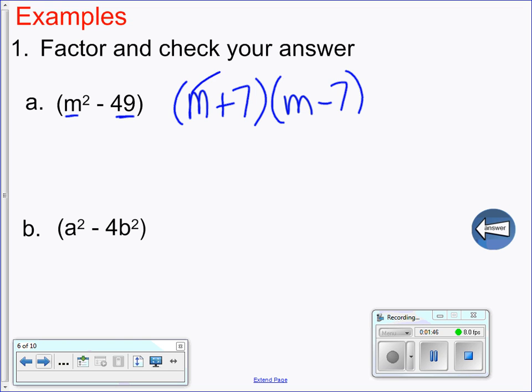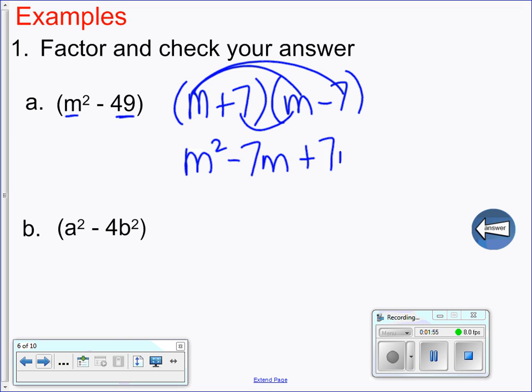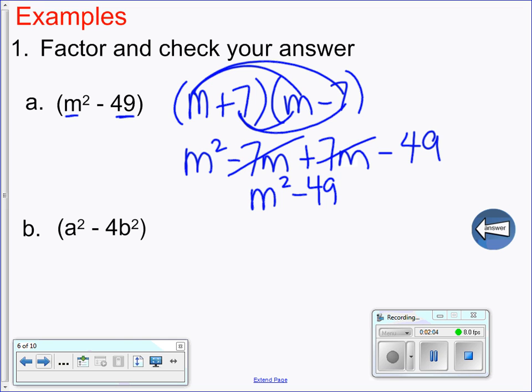Let's check it. M times m is m squared. M times negative 7 is negative 7m. 7 times m is 7m. And 7 times negative 7 is negative 49. So if I combine like terms, m squared minus 49, because these cancel out. This is my answer.